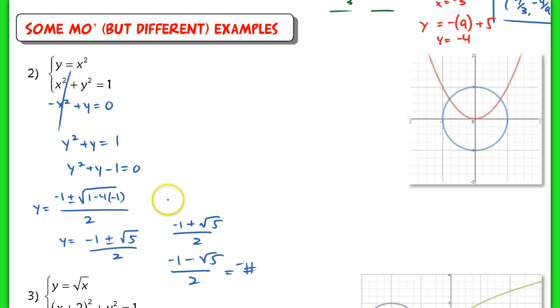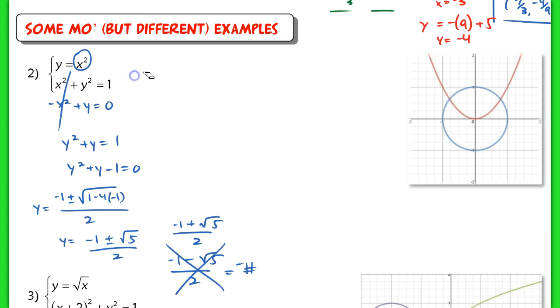And if you look in your original equations here, your y output cannot be negative for any value of x. You plug in anything and you square that, your y output will always be positive. So that means that this solution here, this y equal to this negative number, you can't use that. It's not going to intersect.